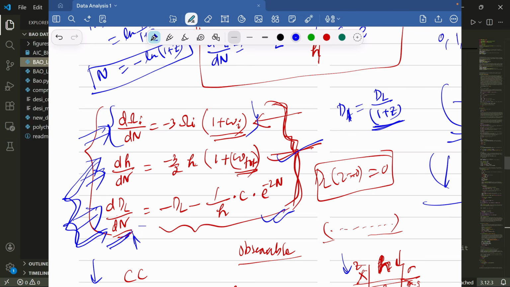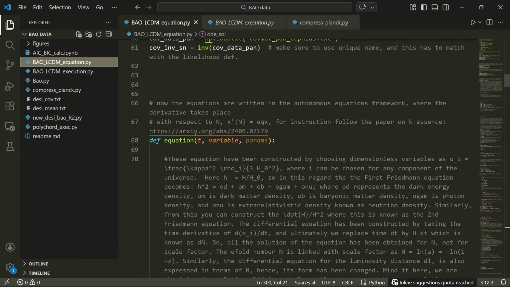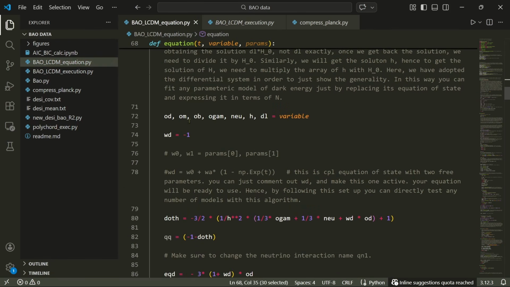So let's go back to our code and see what is actually happening. First of all, we are in the equation with variable params, right? Now you see that I have dark energy omega d, omega m for dark matter, omega b for baryon density, omega gamma for the photons. I have divided radiation into two components: one is photons, and the other is neutrinos. Neutrinos are also relativistic particles, and they have the same equation of state, which is 1 by 3.